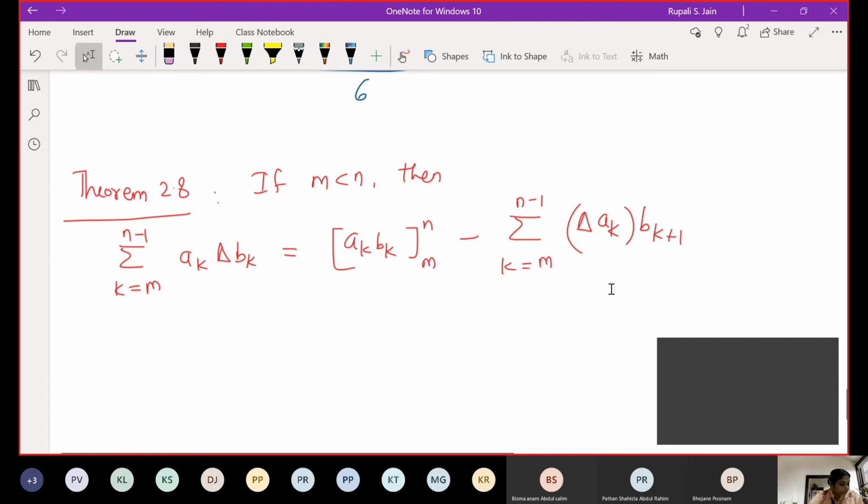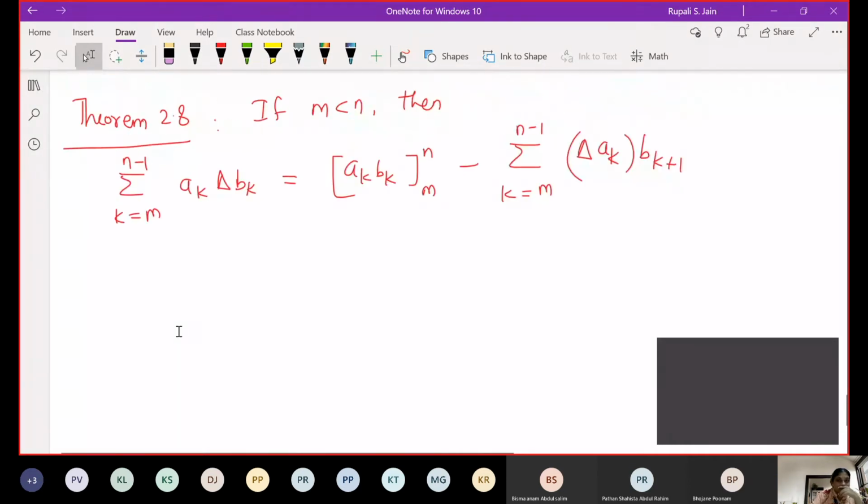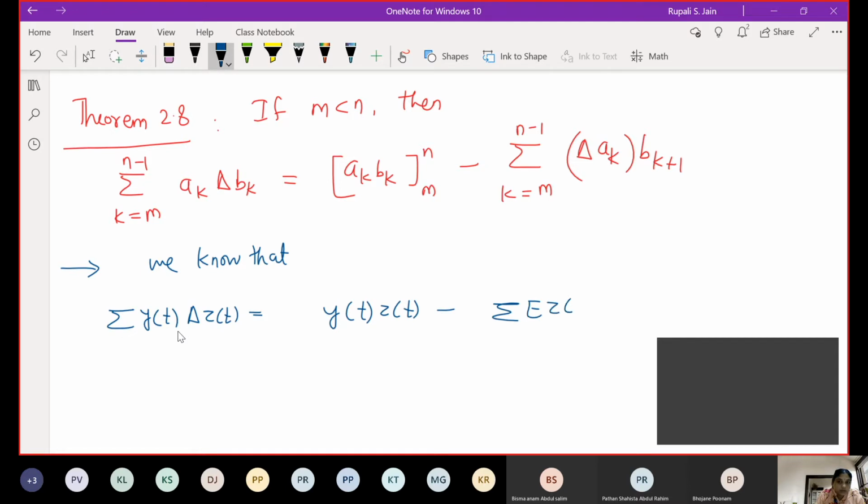Now, theorem 2.6 we have proved. We know that the summation of y_t delta z_t is y_t z_t minus the summation of E z_t delta y_t. This is the summation by parts formula from theorem 2.6.